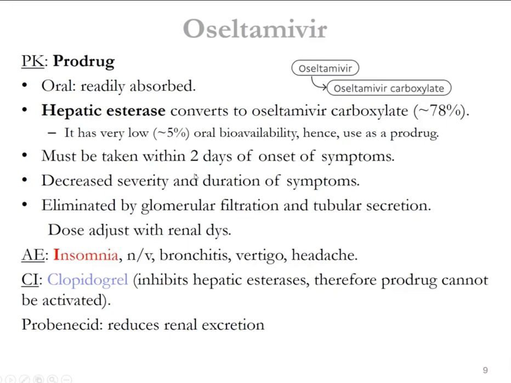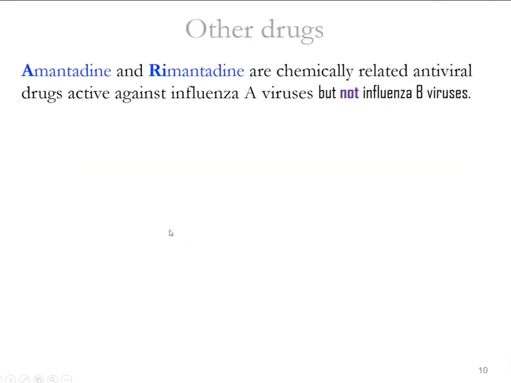Insomnia is one of the adverse effects of oseltamivir. This is a drug for flu therapy. There is a contraindication for this drug if you combine it with clopidogrel, which inhibits hepatic esterase. Remember, oseltamivir is a prodrug. If you are using a prodrug and the enzyme which activates that drug is inhibited by another drug, you should never combine them. Does that make sense? It's a very straightforward contraindication. That's the only thing you have to learn from that one. Probenecid, if you add it, will reduce the renal elimination. That's one point.